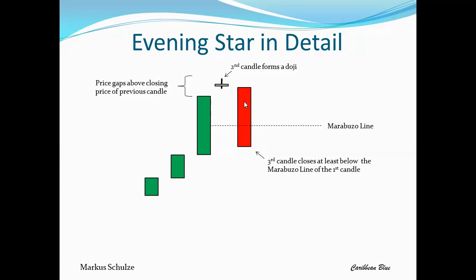The third candle here breaks the Marabuzo line, which is the halfway line of the bullish candle, and closes below. Now the candle can of course close further than that. It can close even below the low of the first candle, but the Marabuzo line is our break, our initial validation. If it doesn't close below, then this is not a valid evening star pattern.